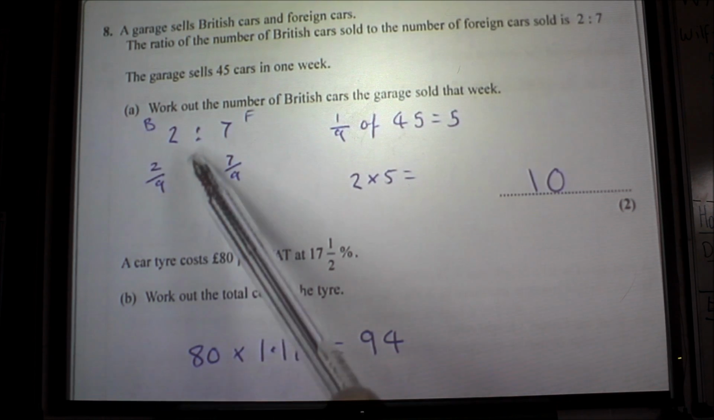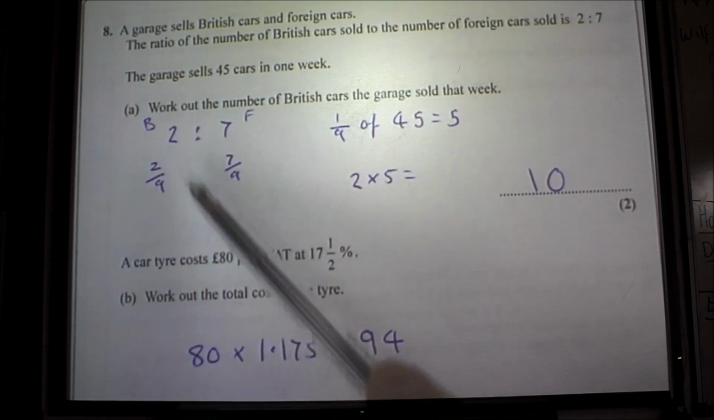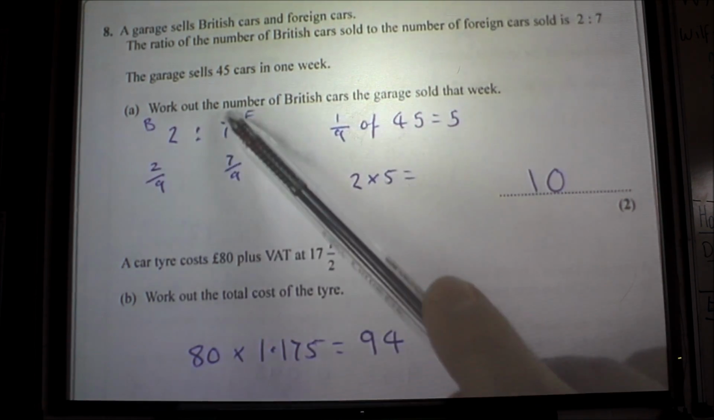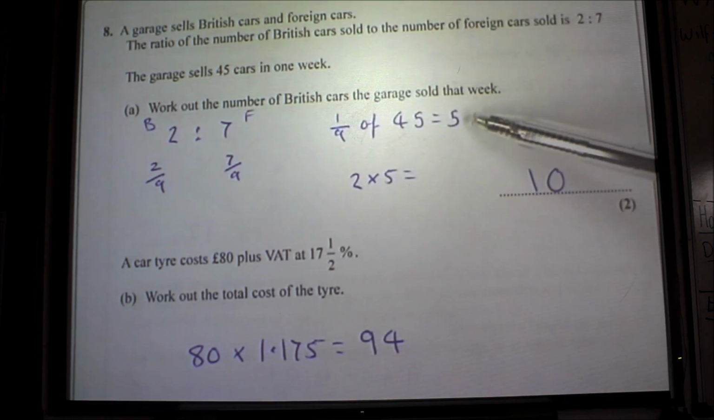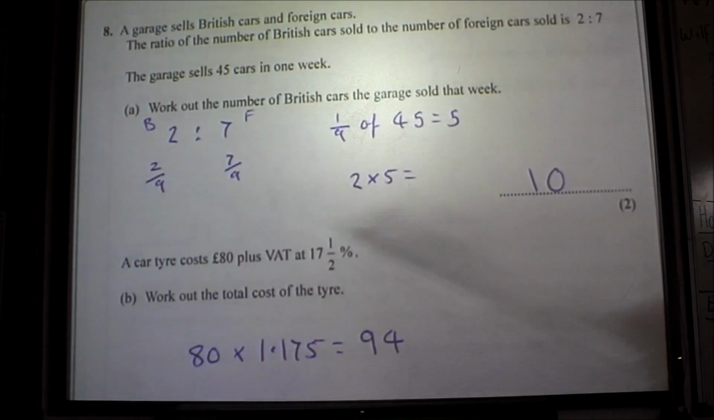So what I've done, I convert it to a fraction. So 2 to 7, it's 9 parts altogether. So that's 2/9 and that's 7/9. So 1/9 is 5. So if the British sold 2/9, 2/9 would be 10.